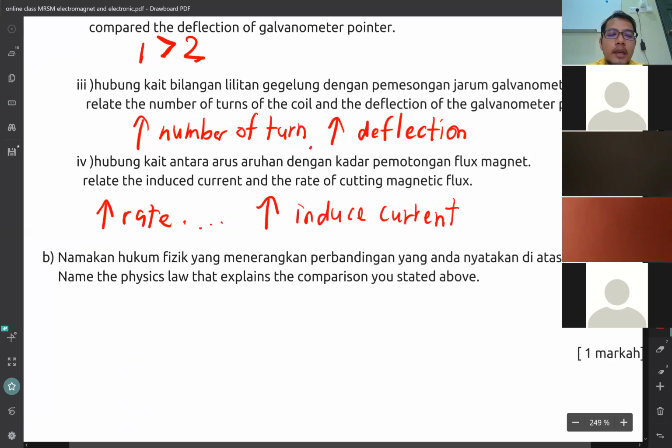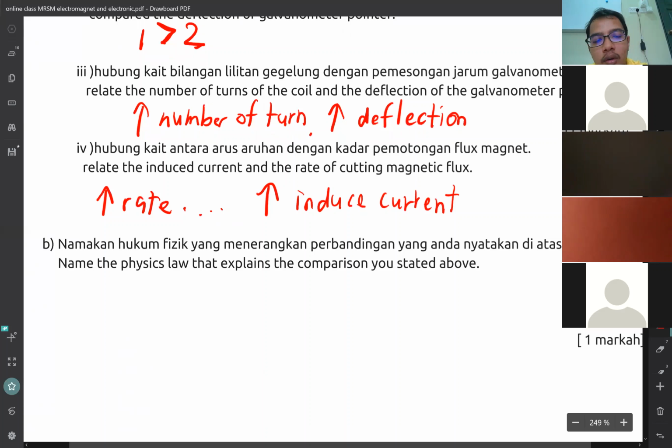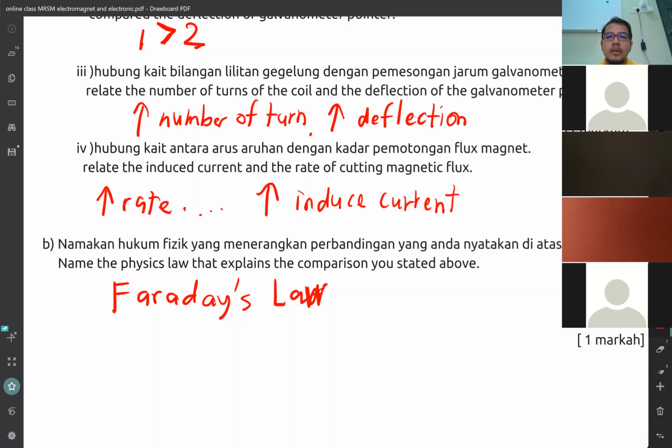Okay, name the physics law. Faraday's law.